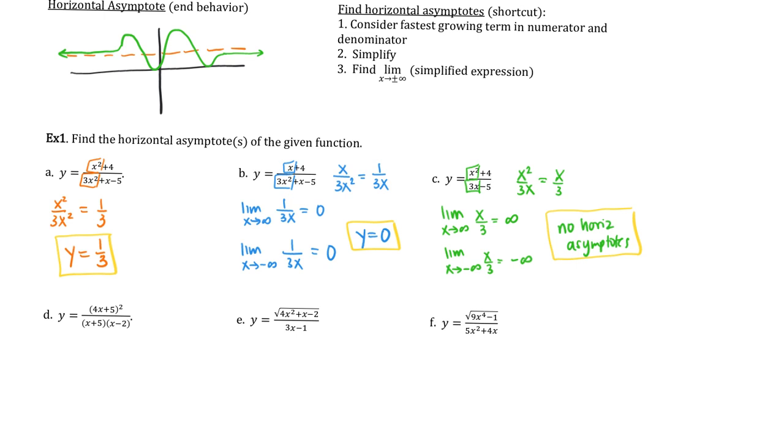Okay, let's look at a few more trickier ones, and I'm going to tell you some other stuff. Okay, D. If I plug in infinity, I get infinity squared at the top, infinity at the bottom. So I only want to consider the highest degree at the top and bottom. Now this is not distributed out, so I'm going to imagine I distribute it out. If I do 4x plus 5 times 4x plus 5, I'm going to get 16x squared plus a bunch of stuff after it, but the leading term is going to be the 16x squared. At the bottom, if I distribute this, I get x times x is x squared, minus 2x plus 5x minus 10. The highest degree is the x squared. If I simplify this, what do I get? I get 16. So y equals 16.